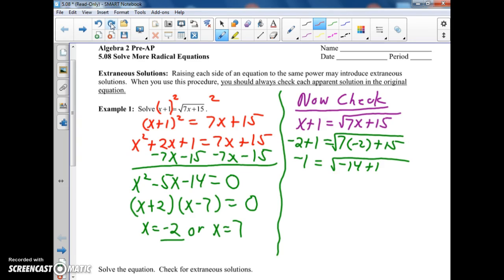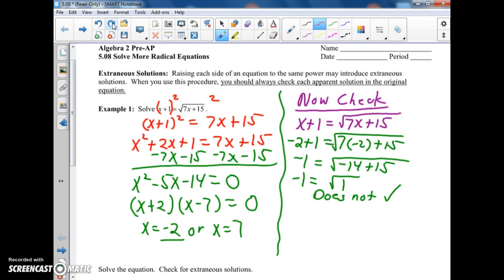So negative 2 plus 1 equals negative 1. And then 7 times negative 2 is negative 14, and then plus 15. So how much is negative 14 plus 15? 1. It's the square root of 1. So look what you got: negative 1 equals the square root of positive 1. What's the square root of positive 1? 1. So let me ask you something: does negative 1 equal positive 1? No, it does not. So guess what? That doesn't check out.